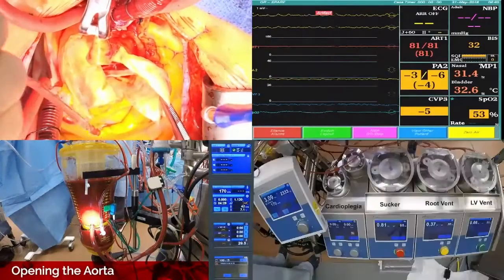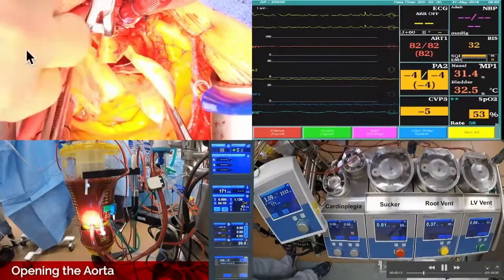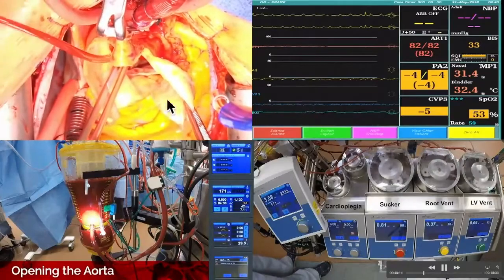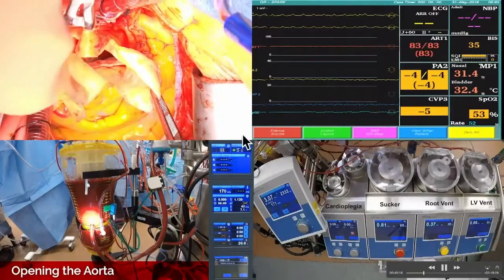So now you just took the suction out. I gave it a shot, and there it goes again. And you see it fill with blood. You see it flash. So that's when you put in my LV vent. Like I said, you could go through the superior pulmonary vein.